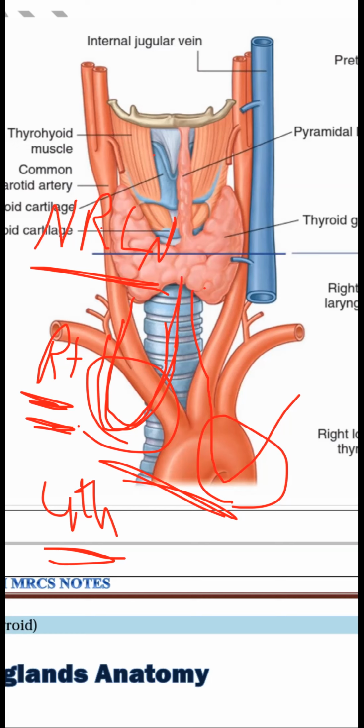After it arises, it passes in the groove between the trachea and the esophagus until it reaches below the vocal cord, the part of the mucosa below the vocal cord. It will supply all muscles of the larynx. It will give sensation to the mucosa below the vocal cords. This is all you should know about the recurrent laryngeal nerve.